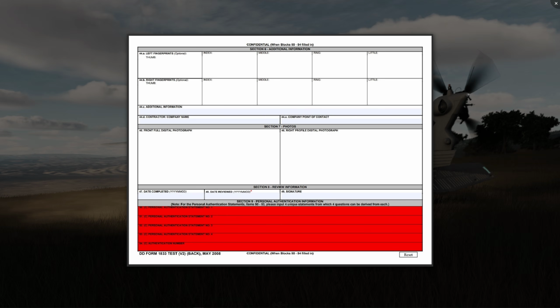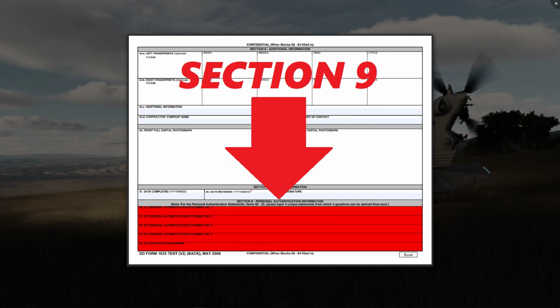They've got all this, the stuff that we're going to focus on today. The beef of this video is the area down in section 9, which is the authentication section. And this is the personal authentication information. Now the form up the top says confidential when blocks 50 through 54 are filled in. Well, yes, that is true. If it's assigned to an individual and those valid statements are applicable to that, this form becomes confidential. But the fact this form exists and you can look at it is not confidential.